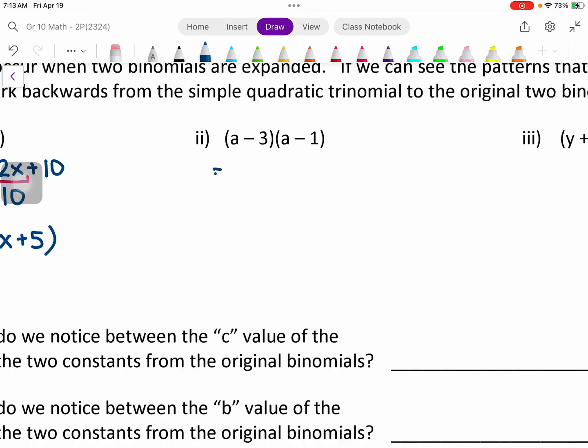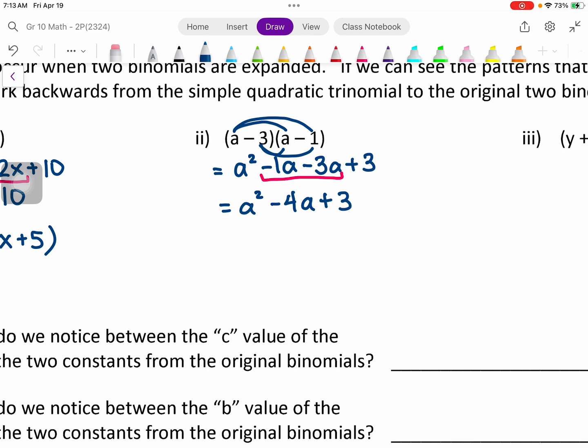Okay, let's look at another example. See if the same thing happens. So I have a times a, that's a squared, a times negative 1 is minus 1a. Negative 3 times a is minus 3a. And negative 3 times negative 1 is a positive 3. Then I will collect my like terms here. So I have a squared minus 1 minus 3 is minus 4a plus 3.